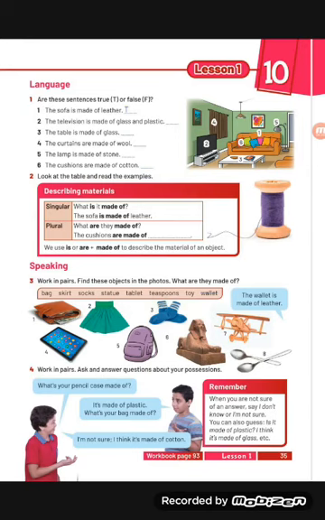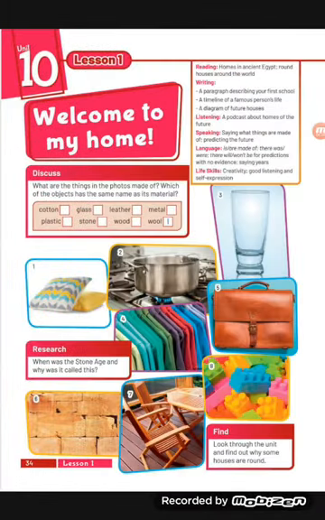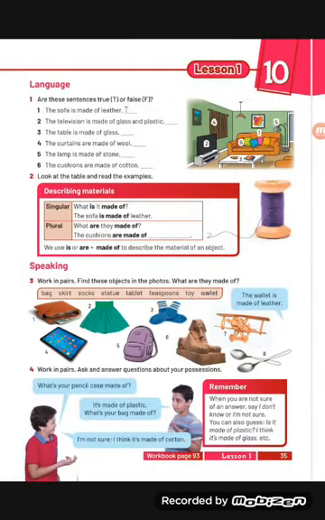Now, you have to revise the materials that these objects are made of. If you turn back to page 34, we can revise these: cotton, glass, leather, metal, plastic, stone, wood, and wool. Now let's turn back. Yes. Let's start with number 1. Are you ready?